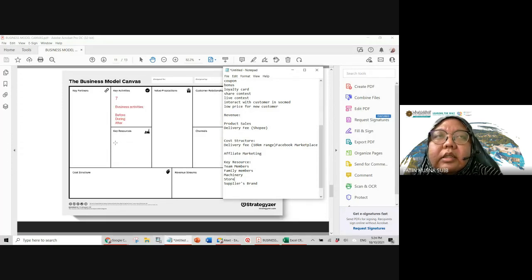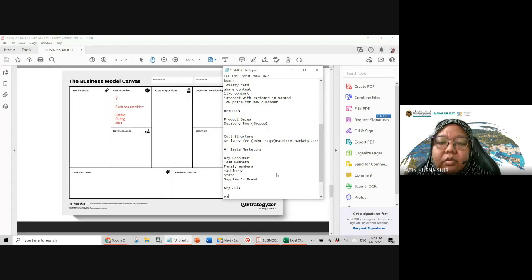Okay, 7, key activities. For key activities, you need to use action verbs. Action verbs mean, for example, promoting, delivering, those kinds of action verbs. Key activities, use action verbs. Okay, when you want to start the work.